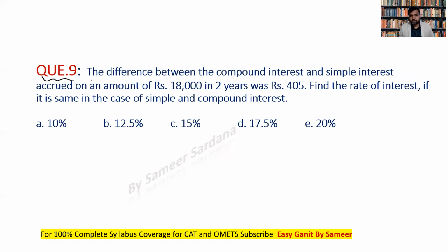Question number 9. The difference between compound interest and simple interest accrued on an amount of 18,000 in 2 years was rupees 405. Find the rate of interest if it is the same in the case of simple and compound interest. So guys, the rate of interest in simple and compound interest is given to us as same. Principal is 18,000. How do you solve this question? See, this is simple interest. Let's say this is compound interest. We don't know the rate of interest. Let's assume it to be R%. If I talk about the first year, I'll be getting simple interest as 180R. Compound interest will also be 180R.